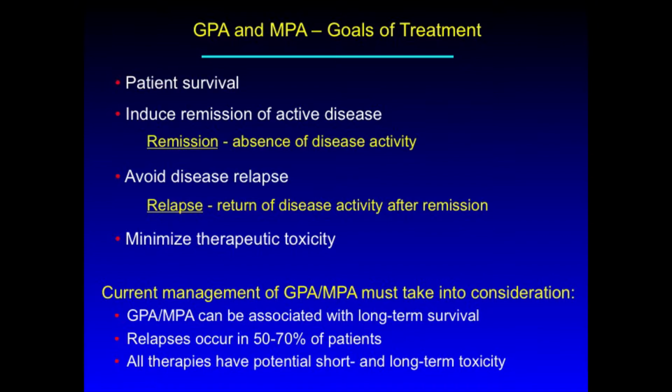Now, when thinking about the current management of GPA and MPA, the things we have to take into consideration is because of the tremendous growth that has occurred in these fields, we really consider these now chronic diseases where these patients carry the potential for long-term survival. Complicating that is the fact that we still are faced with relapses that can occur in anywhere from 50 to 70% of patients, and the reality that all of the therapies, regardless of what we're talking about, carry the potential for both short and long-term toxicities. And this can have an effect on our decision-making as far as how do we weigh risks and benefits about the use of the different therapies in these diseases.